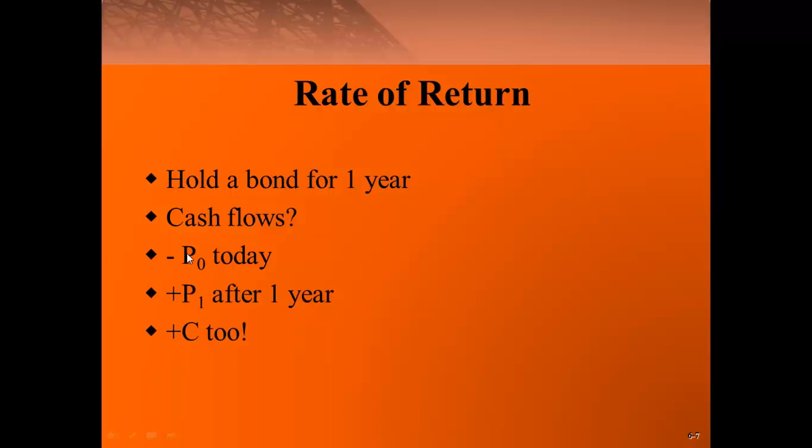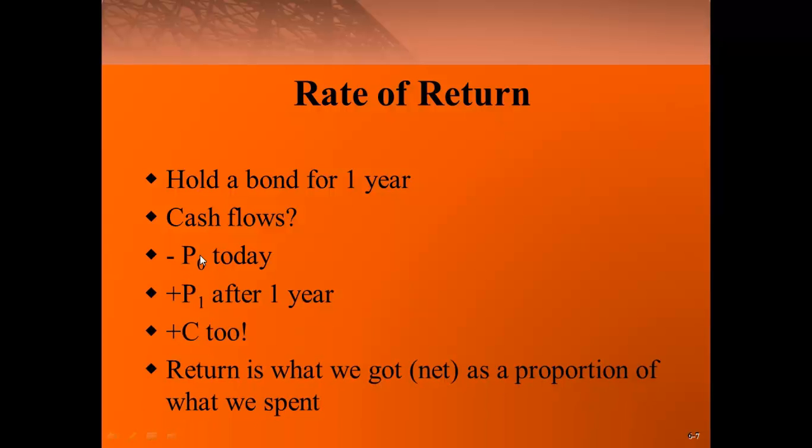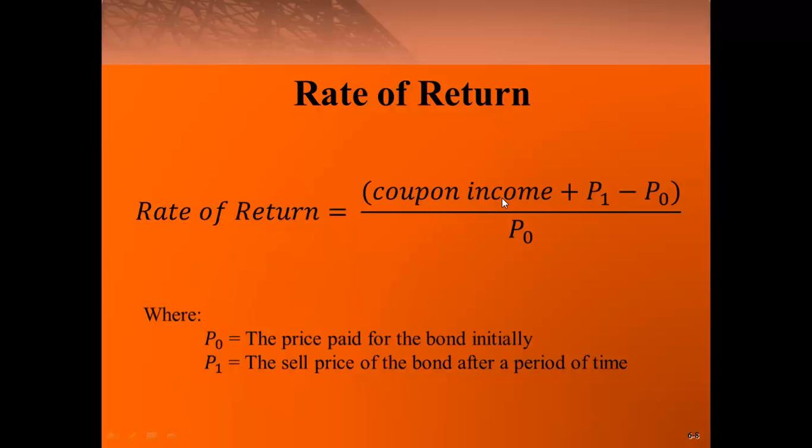Our investment initially is P0. So the return is what we got as a proportion of what we spent. So what did we get? We got P1 plus C. What did we spend? P0. So P1 plus C minus P0 is something like a profit, the net return that we made, divided by the initial price we paid, times 100. That is called the rate of return. It is like what part of my initial investment am I getting back from that bond through my holding period.